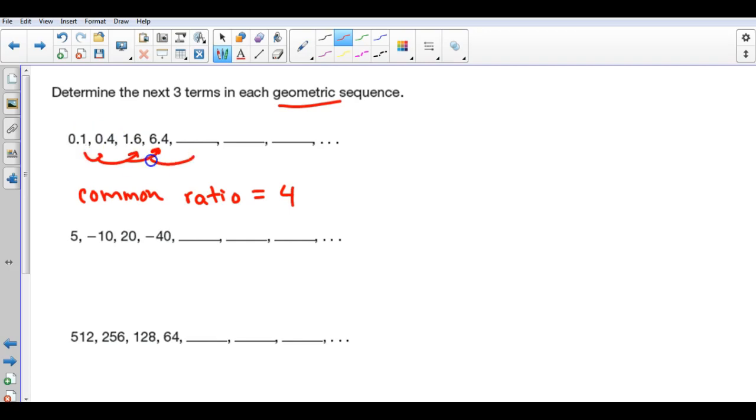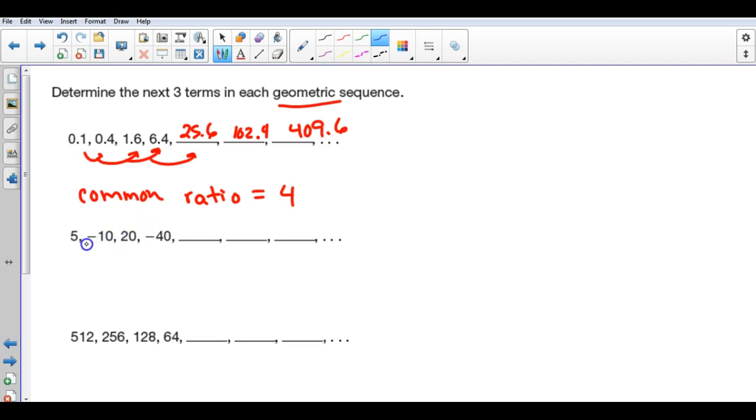So in order to figure out what my next term is, I'm going to need to take 6.4 times 4, and I get 25.6, and then keep multiplying by 4. So it looks like the geometric sequences are going to be the ones that grow a lot faster because you're multiplying. So those would be the next 3 terms of that sequence.